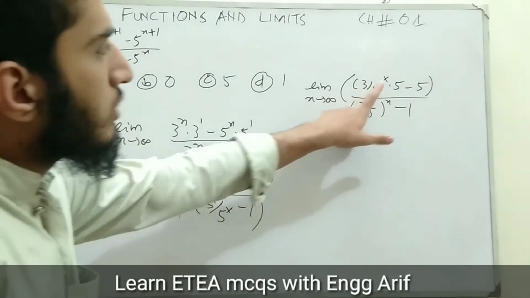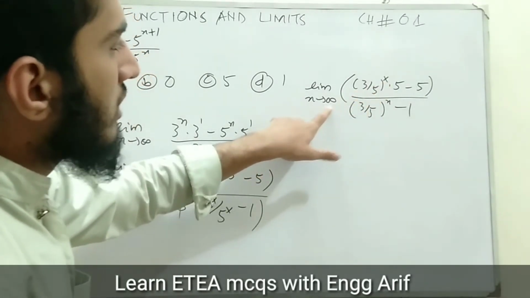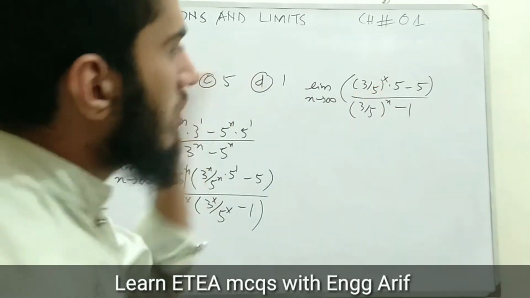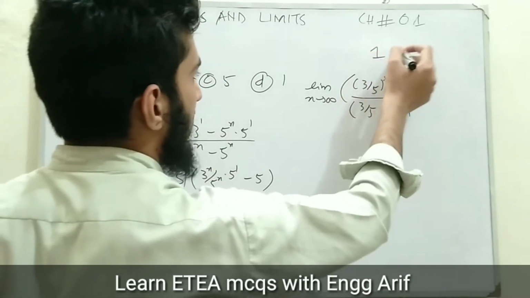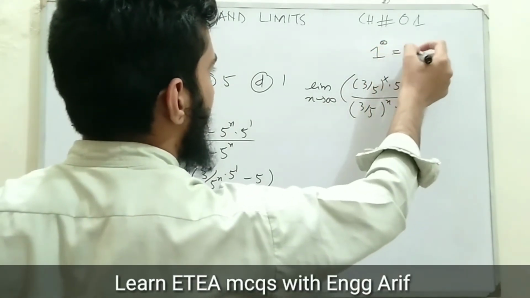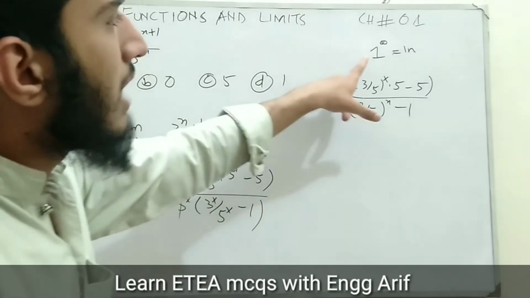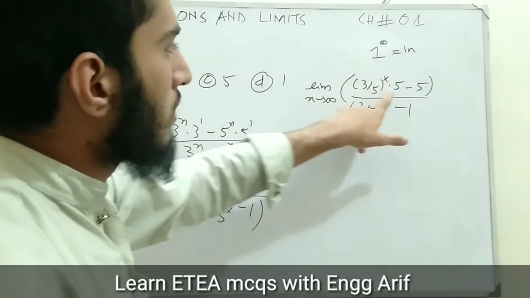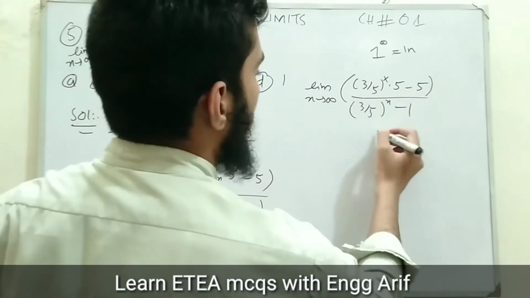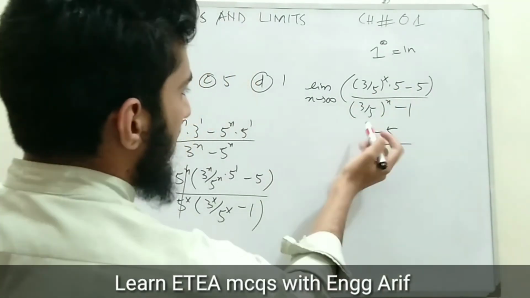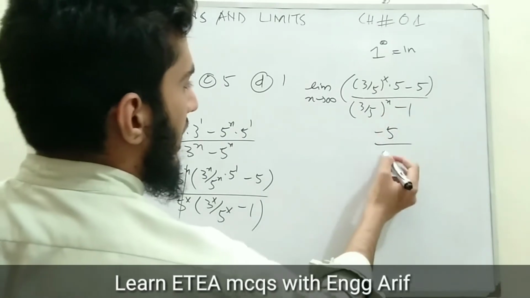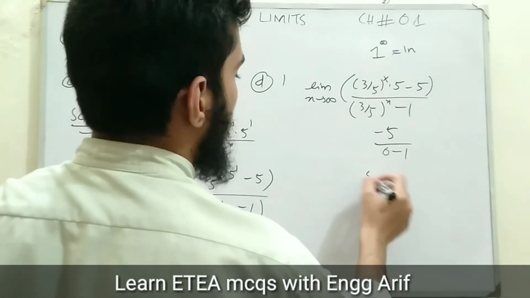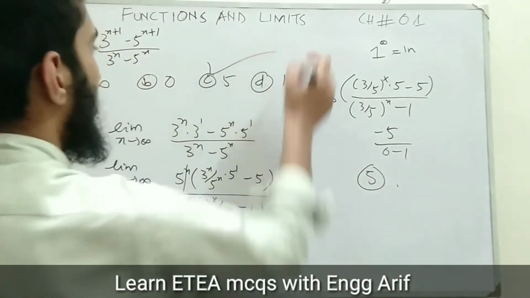Remember, something to the power x, where x is infinity, so something to the power infinity is always equal to 0 except for the case of 1. 1 power infinity is an indeterminate form, but other than the value of 1 it goes towards 0. So (3/5)^infinity is 0, 0 multiplied by 3 gives us 0, and in the numerator we are left with minus 5. In the denominator (3/5)^infinity is 0 and minus 1. So minus 5 over minus 1 gives us the result 5. So the correct option is option number C.